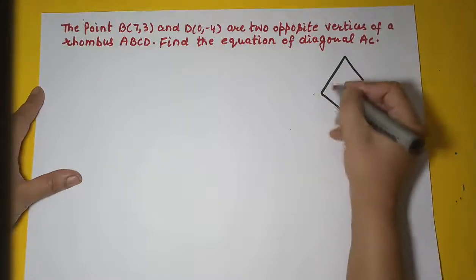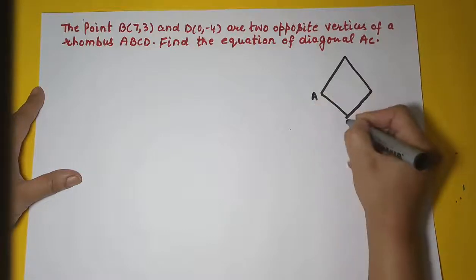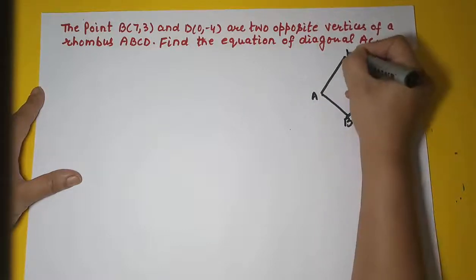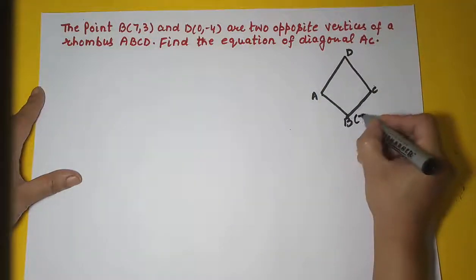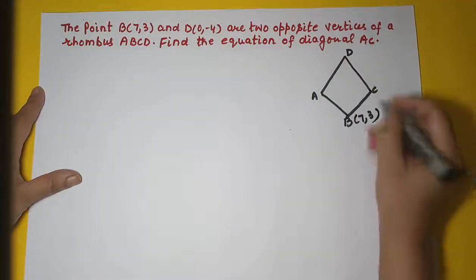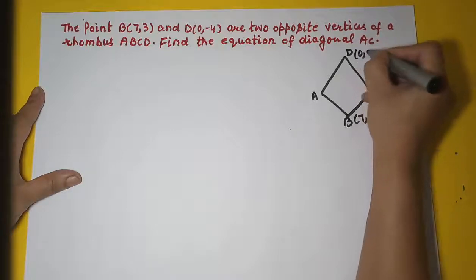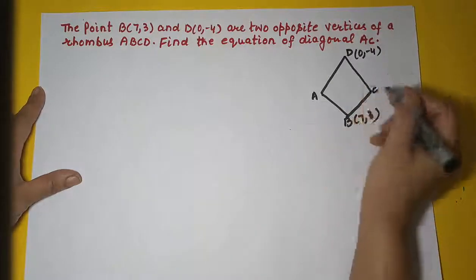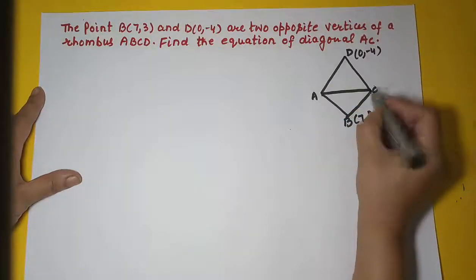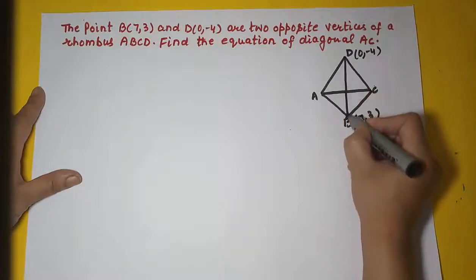It doesn't look like a rhombus, but ABCD is a rhombus, and the coordinates of B are 7 and 3 and the coordinates of D are 0 and -4. These are the two opposite vertices of the rhombus. You have to find the equation of AC. Now how do we do that?